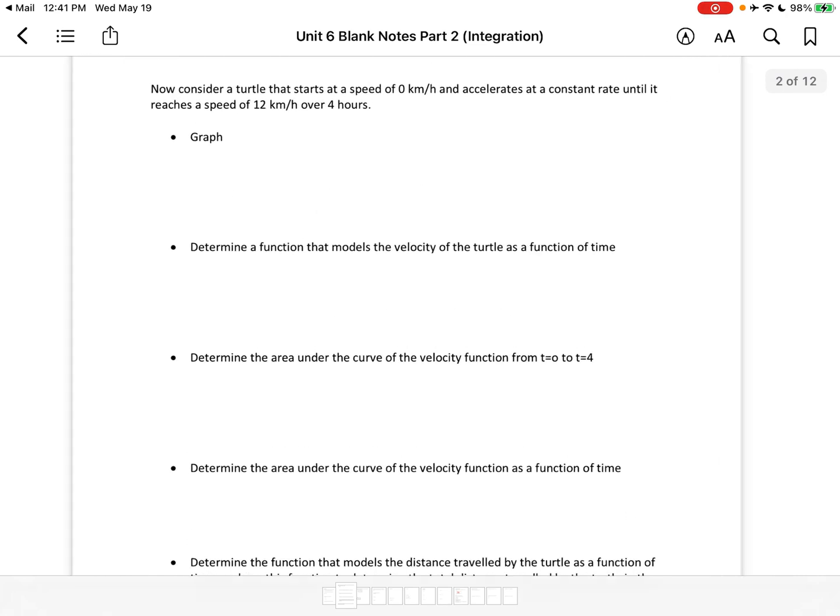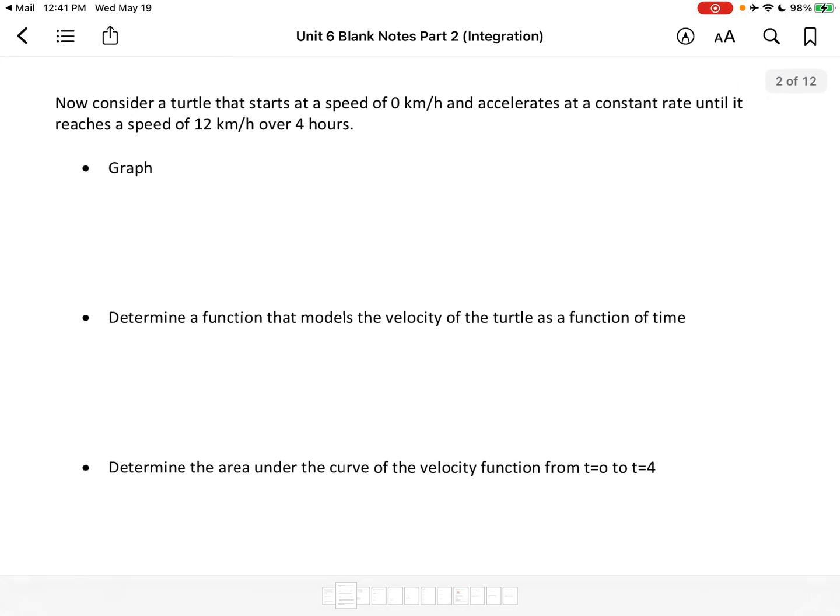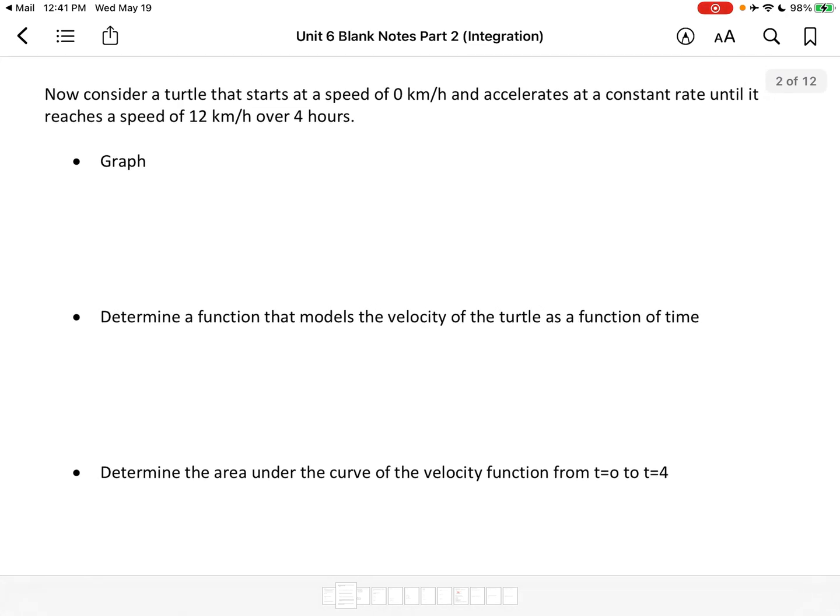Okay, so here's another question. We're going to consider a turtle, a very slow-moving animal, that starts at a speed of 0 kilometers per hour and accelerates at a constant rate until it reaches a speed of 12 kilometers per hour over 4 hours. Okay, so that's actually pretty fast for a turtle. But let's draw a graph of this.